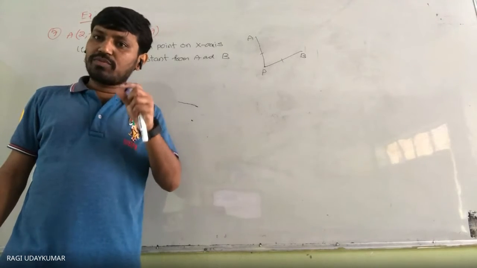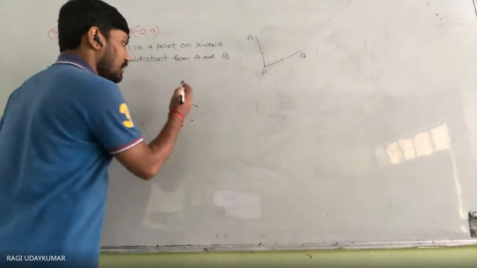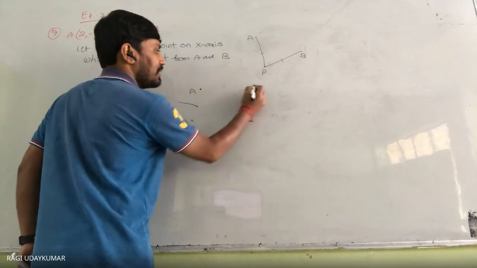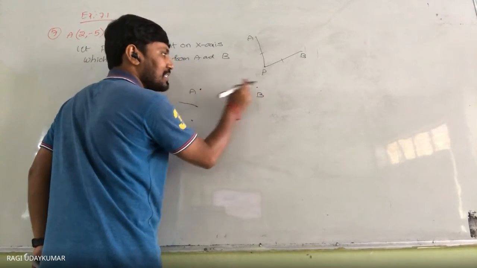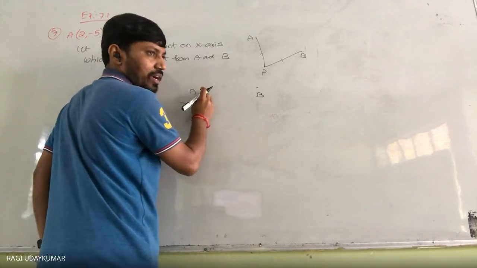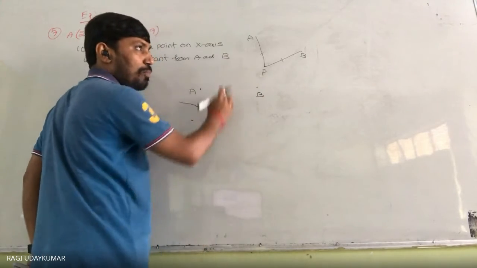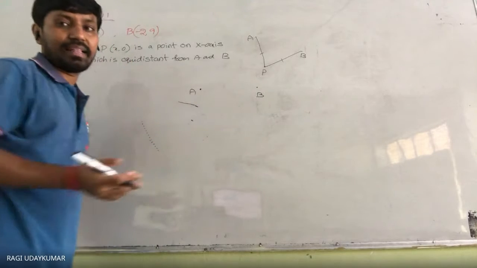Sir, can you repeat? The points which are equidistant. These two points, beta, point A, point B. The points at equal distance from these two points, where do those points lie? So in the perpendicular bisector of that particular line, AB.